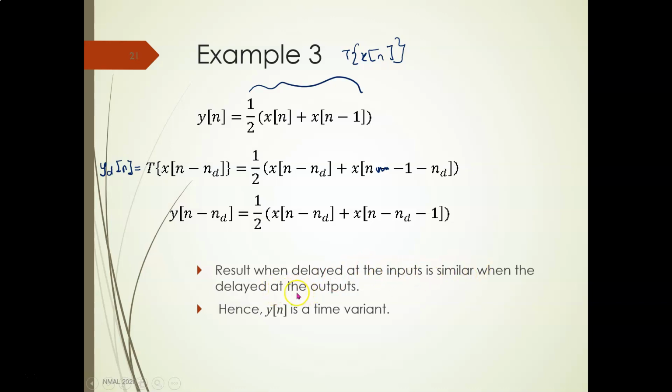So we can call this system time invariant. Okay, this should be invariant. Sorry for the mistake. This should be invariant because the result, if there is a delay at the input, is also equal to the result when the delay is at the output.